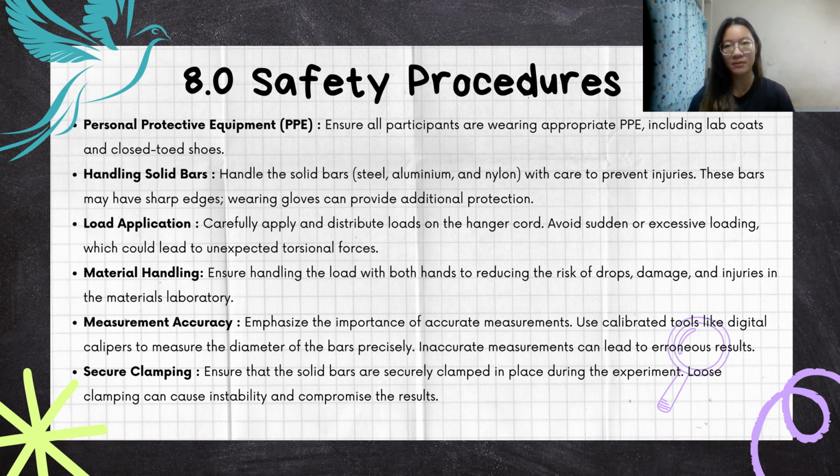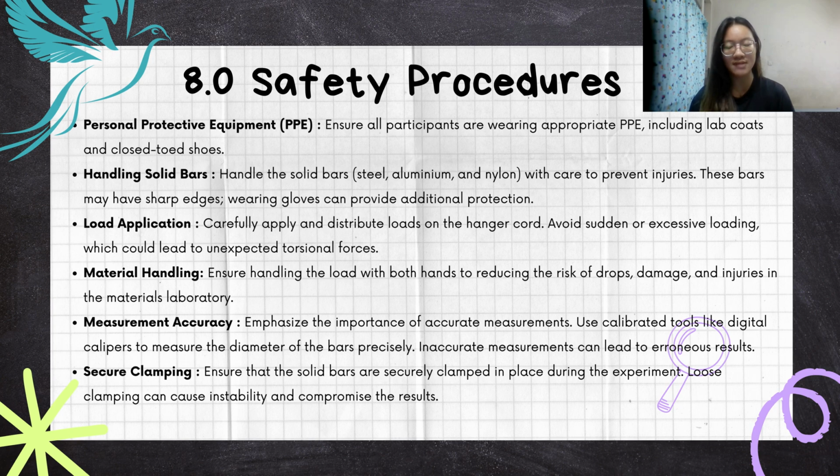8.0 Safety Procedure. One of the safety procedures for this experiment is personal protective equipment (PPE) to ensure all are wearing appropriate PPE, including lab coat and closed-toed shoes. Next, there are three types of solid bar: steel, aluminum, and nylon used in this experiment and they must be handled with care to prevent injuries. Wearing gloves can provide additional protection as these bars may have sharp edges.